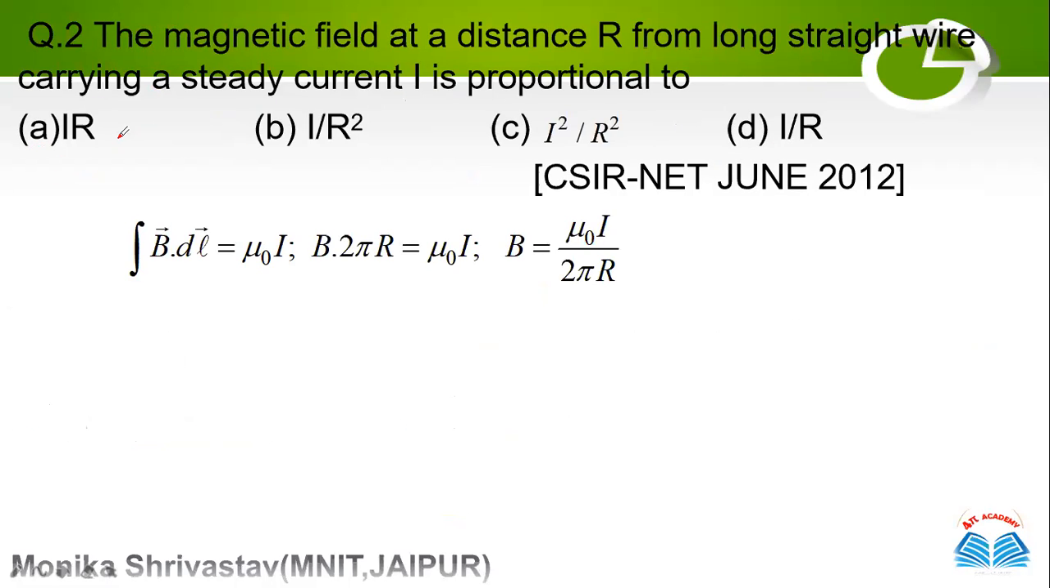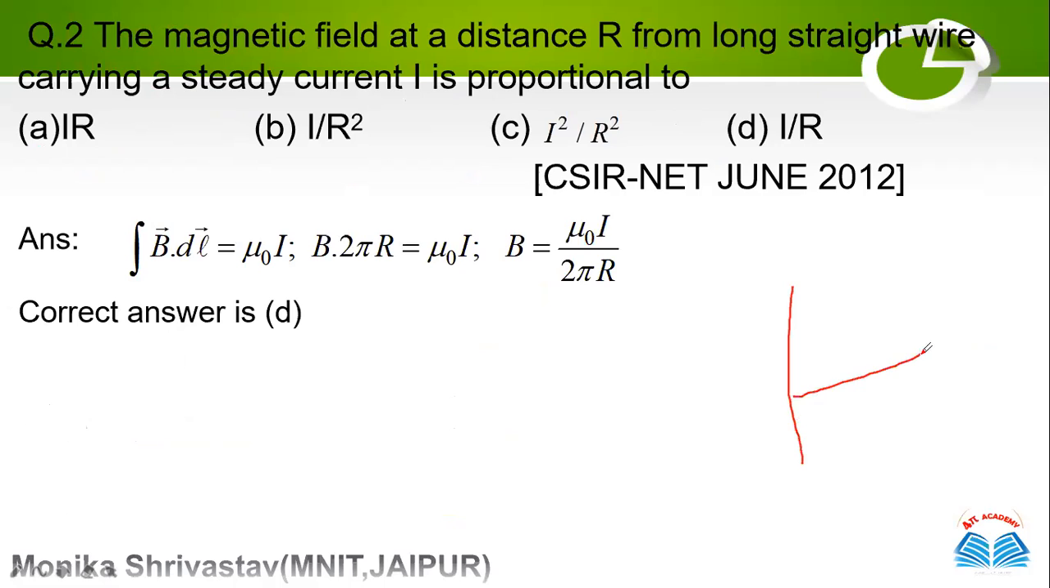The next question is from NET June 2012 again. The magnetic field at a distance r from a long straight wire carrying a steady current I is. So we have to use Ampere's circuital law. What we have been given is a long straight wire, and at some distance r there is a point. At this point, we have to calculate the magnetic field for this current carrying wire. So we will use Ampere's circuital law, which is closed integral of B dot dl equals mu naught I.